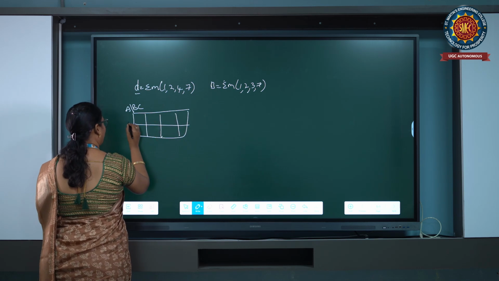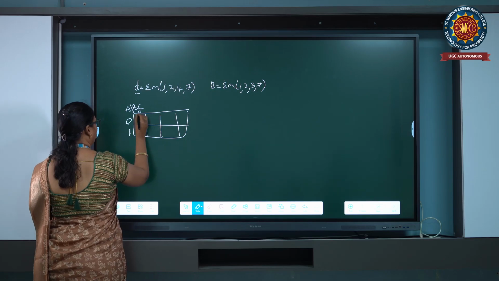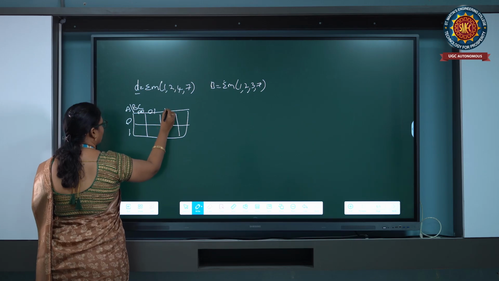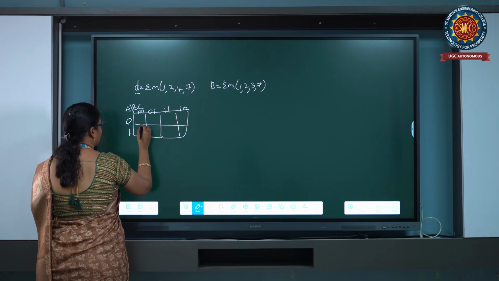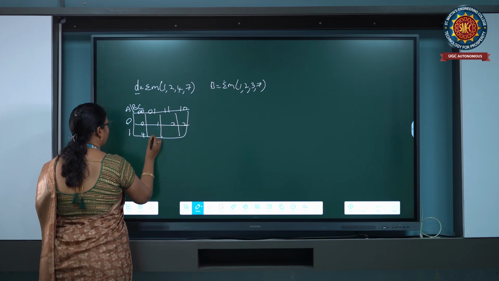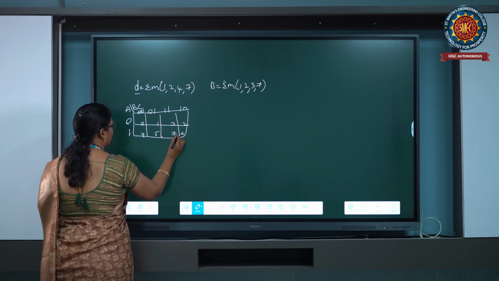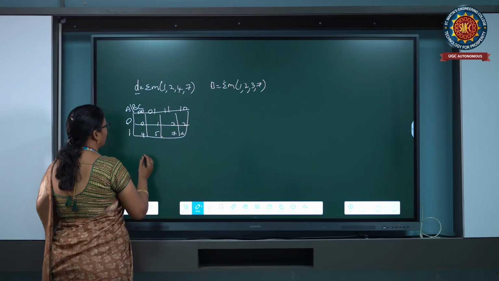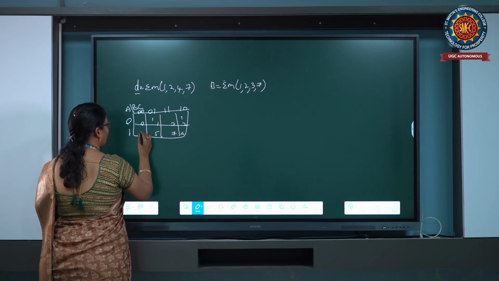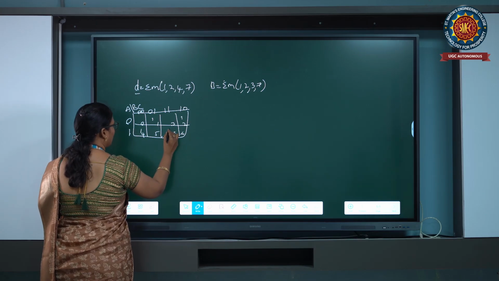This is the 3 variable K-map. One input I am taking this side and the other 2 inputs I am taking this side. The minterms associated with this are 0, 1, 2, 3, 4, 5, 6 and 7. The ones we got are at places 1, 2, 4 and 7.